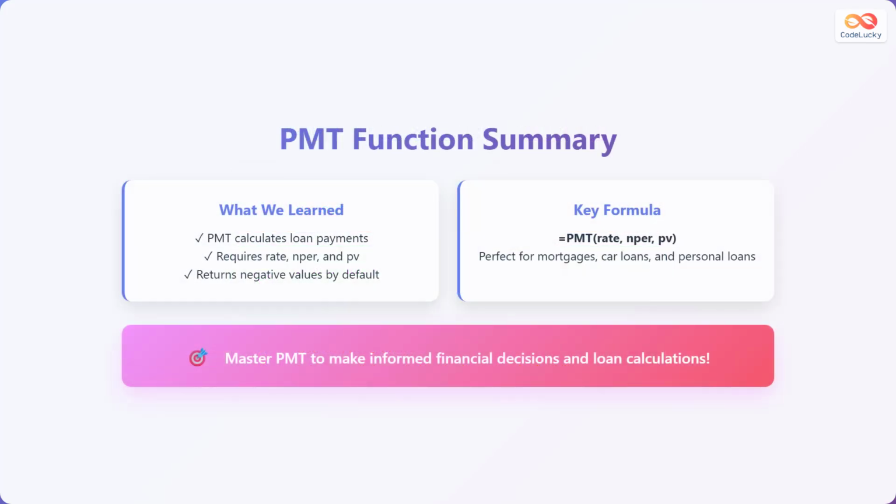Here is a summary of what we've covered. We learned that PMT calculates loan payments and requires the rate, nper, and PV. It also returns negative values by default. The key formula is =PMT(rate, nper, pv). This is perfect for calculating mortgages, car loans, and personal loans. Master the PMT function to make informed financial decisions and loan calculations.